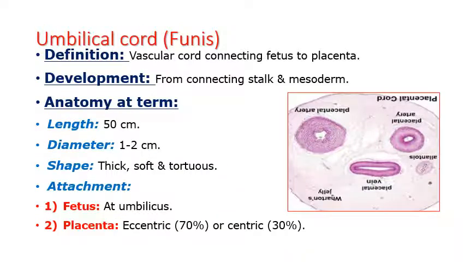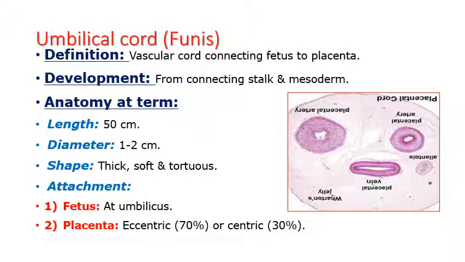The umbilical cord is a vascular connection between the fetus and the placenta. It's formed from the connecting stalk and mesoderm. Its length at term is 50 centimeters, and it is about 1 to 2 centimeters in diameter. It is attached to the fetus at the umbilicus, and it is attached to the placenta, with the attachment eccentric in 70% and central in 30%.